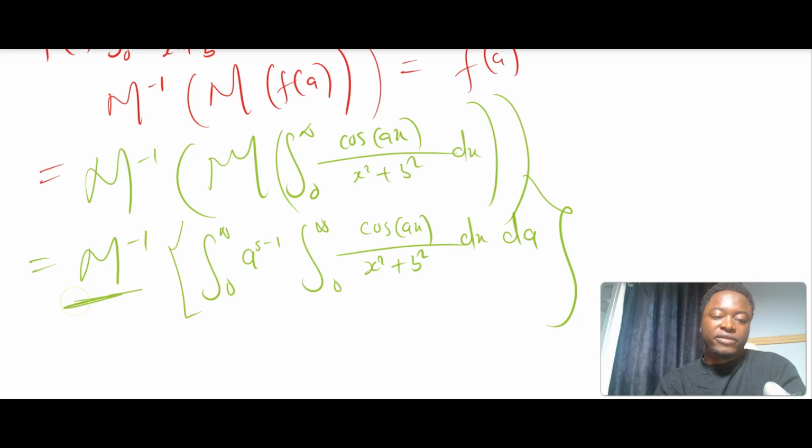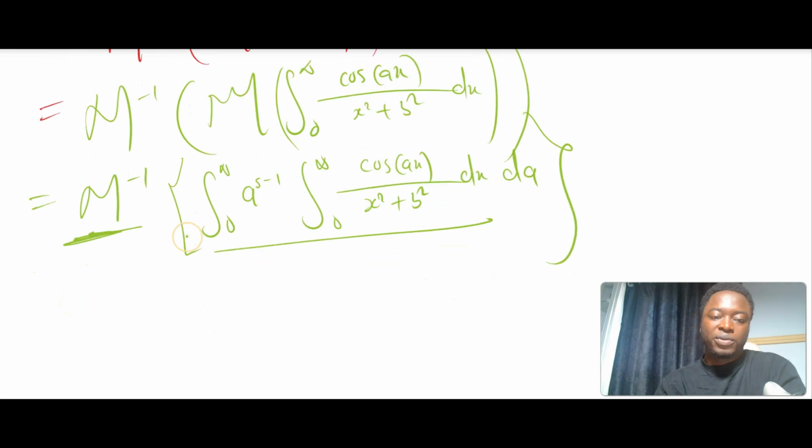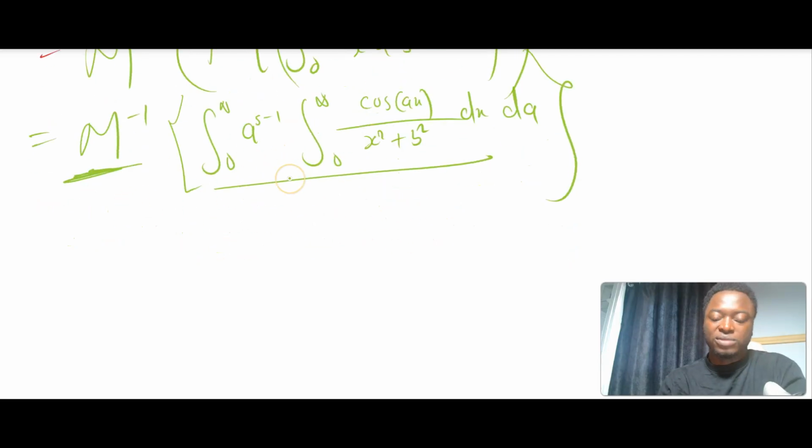So now let's drop this inverse Mellin transform. First of all, we need to compute this double integral. So if we compute this double integral, whatever we get, we just find the Mellin transform. Because this double integral is in terms of dx and da, s is a constant. So whatever we get, we find the inverse Mellin transform of that.